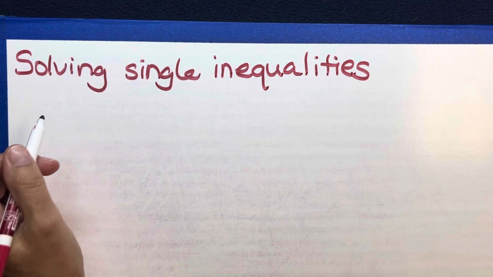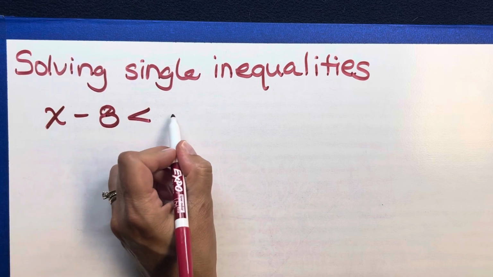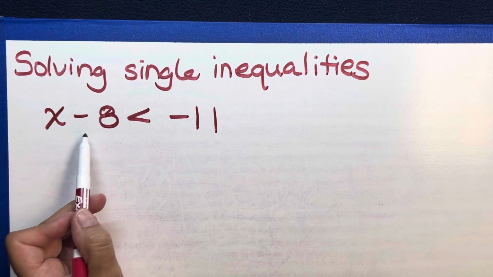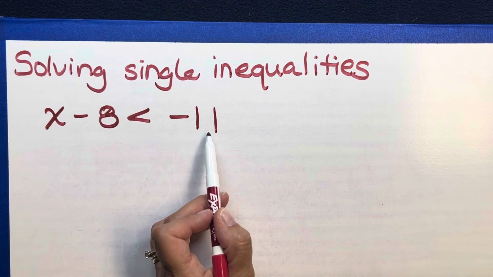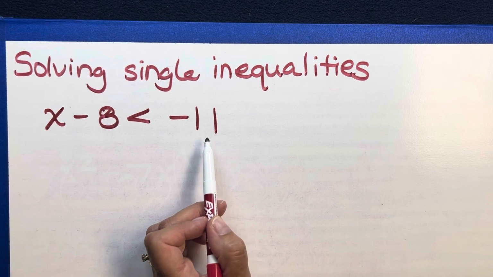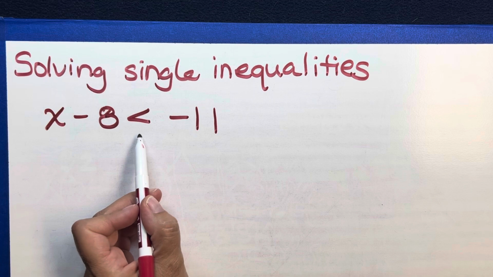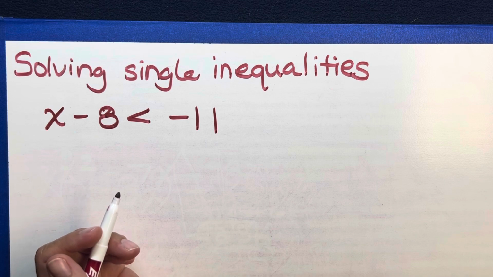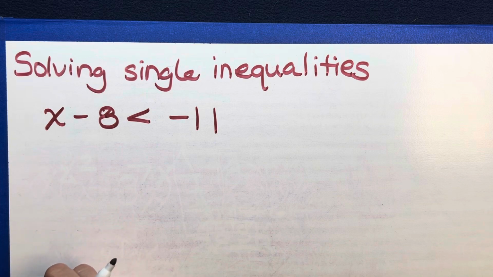So this is what an inequality looks like. I'll write the problem and then I'll read it, what it would sound like if I just said it out loud. So I have x minus 8 is less than negative 11. This looks very much like an equation would look, except I have the less than symbol rather than the equal to sign. The steps for solving inequalities are mostly the same as solving an equation. So for this one, it's pretty straightforward.